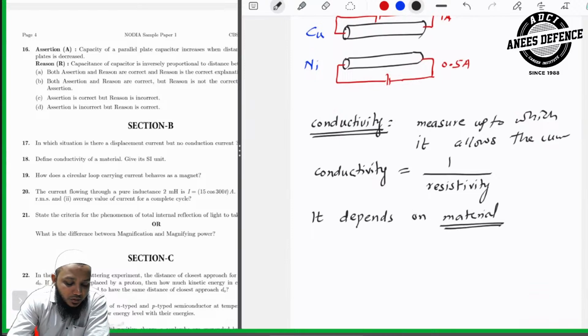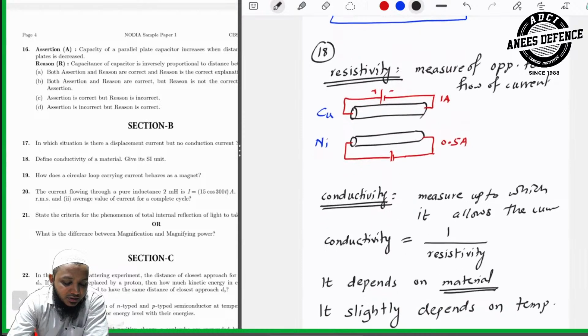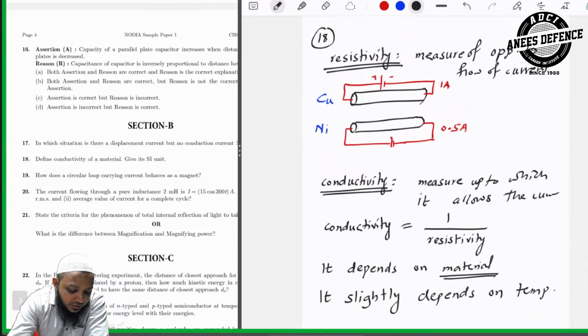Okay. So also it slightly depends on temperature. When temperature increases, conductivity of metals slightly decreases. Remember, with temperature, the conductivity of metals or conductors slightly decreases.